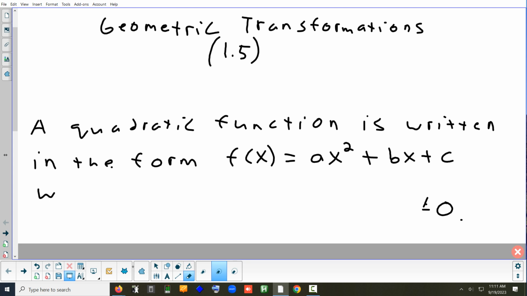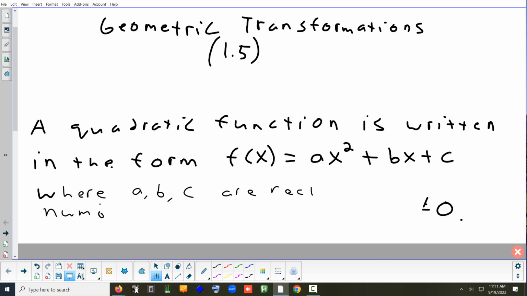So let me just write that down. Where a, b, and c are real numbers: positive, negative, fraction, decimal. But there is one restriction, a can't be the number 0.